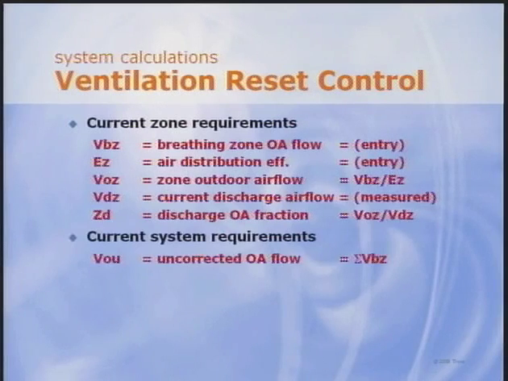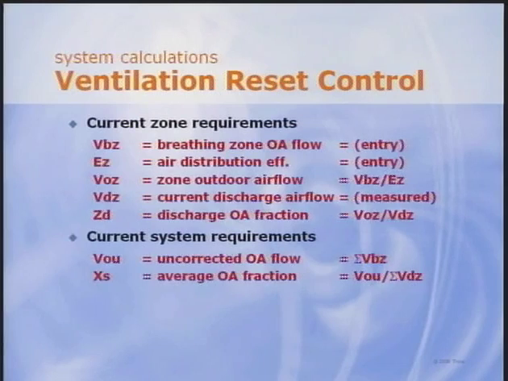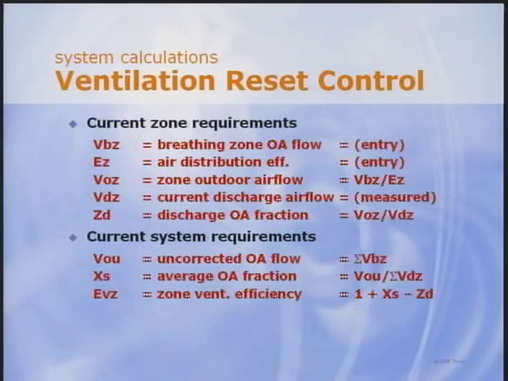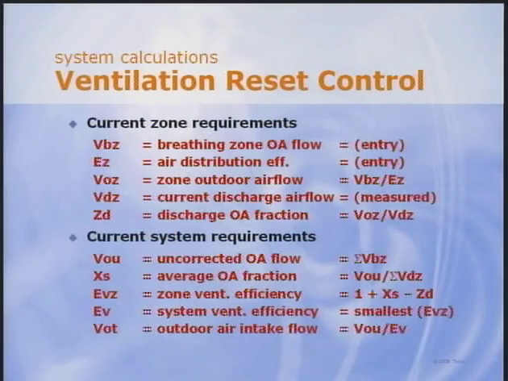Every minute, the building automation system collects all of this information from each zone. It adds up the breathing zone airflow and the discharge airflow for the zones, then calculates the average outdoor air fraction for the system. This value, along with the critical zone outdoor air fraction, is used to find the zone ventilation efficiency. Then, using the lowest of these as a system ventilation efficiency, the current outdoor air intake flow needed can be found. By introducing outdoor air at this rate, the critical zone is properly ventilated, and of course, all other zones receive excess outdoor air. Let's look quickly at an example.